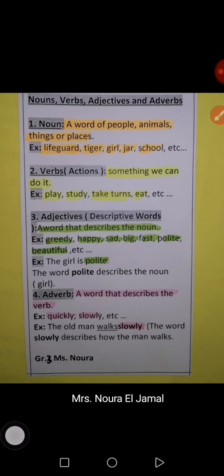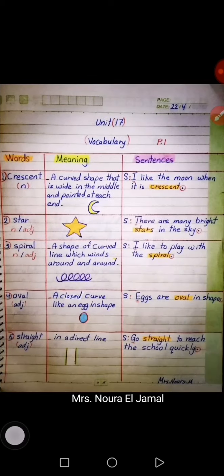Adverb, a word that describes the verb, like quickly or slowly. The old man walks slowly. The word slowly here describes the action walks, how the man walks. That's why it's an adverb, because it describes the verb walks. Now after we learn the kinds of words, let's move to the meaning of the words.